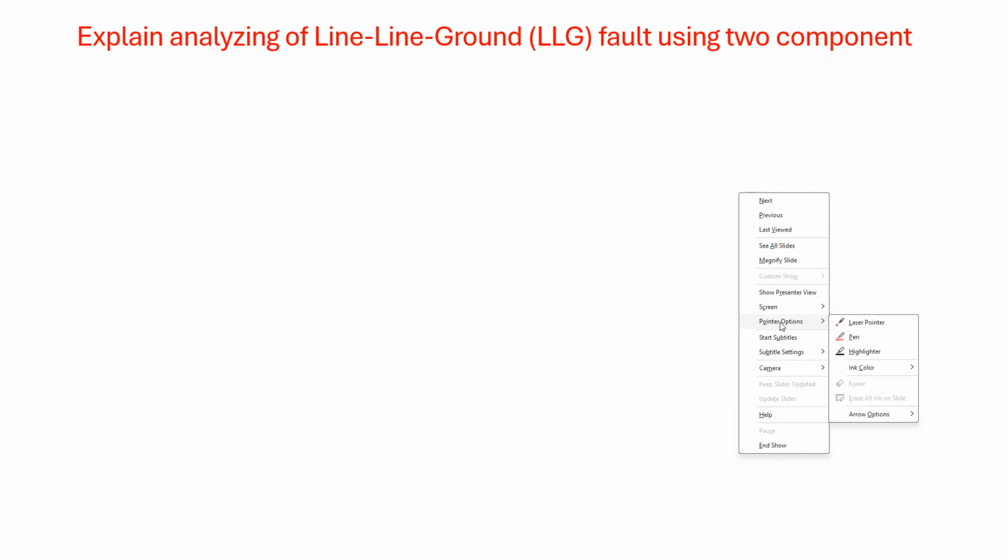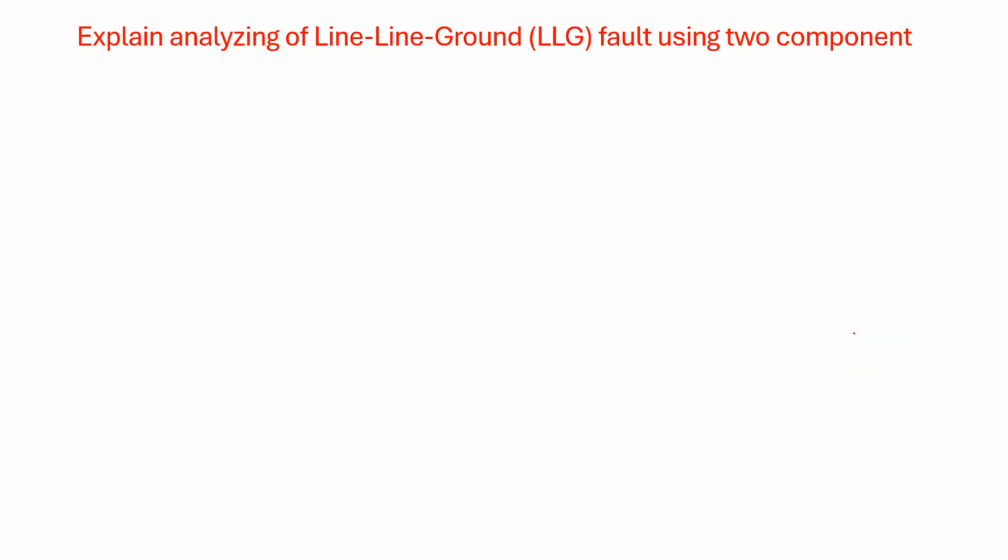Now in this video we shall learn how to analyze line to line ground fault using two component method. So already three component method we have learned and we have seen that the positive negative sequence they are connected in series and that is connected in parallel with zero sequence network through the fault impedance.